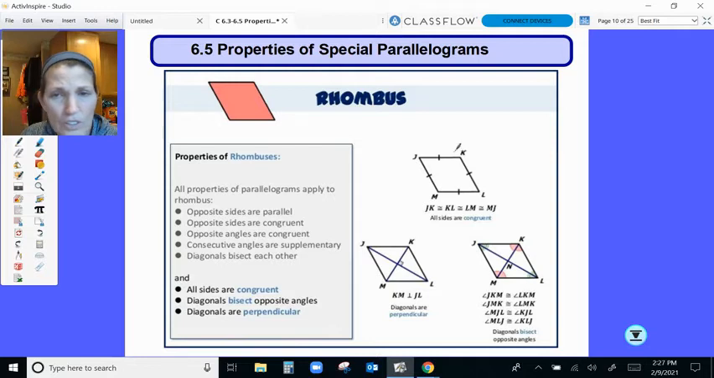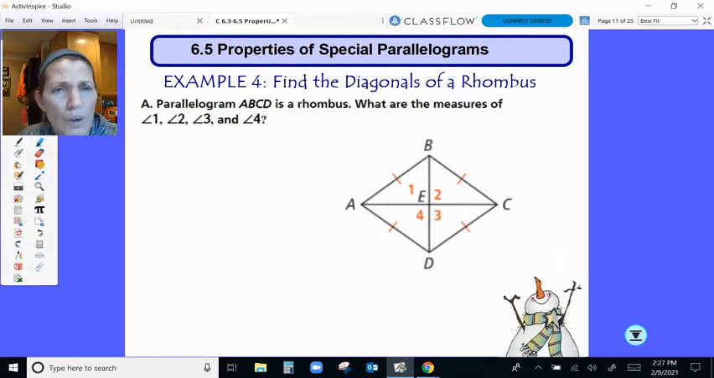All sides are congruent, so that's something additional to a parallelogram. The diagonals bisect opposite angles. So you'll see over here, the diagonal right here bisects K and bisects M. The other diagonal also bisects its opposite angles, okay? And then the diagonals are perpendicular. So see right here where the diagonals cross at a 90-degree angle. Okay, so those are the additional properties of a rhombus.